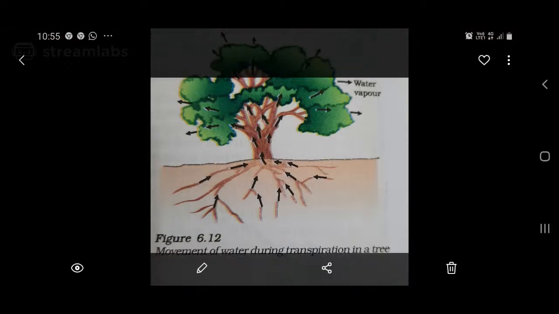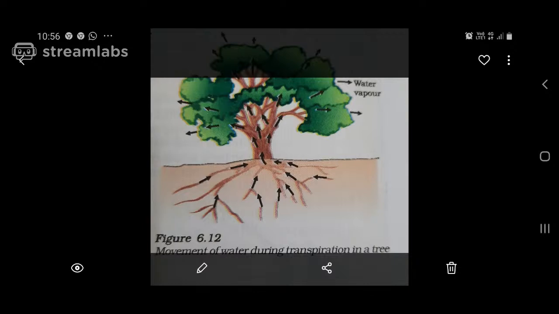How is the water absorbed in the roots? There will be a concentration variation of ions between the root and the soil. This is a very important concept. The concentration of ions between the root and soil helps in absorption of water molecules from the soil to the roots. By the concentration of ions, the movement of water takes place from the soil to the root.